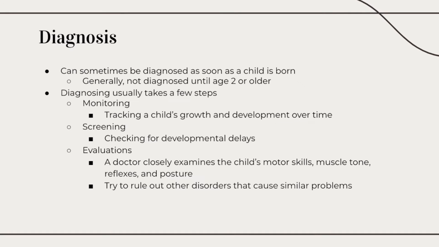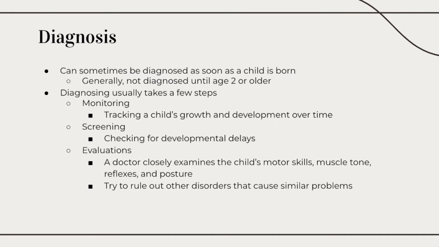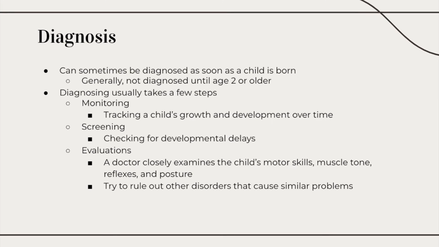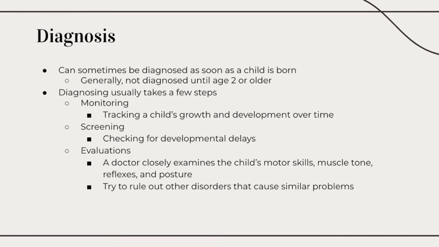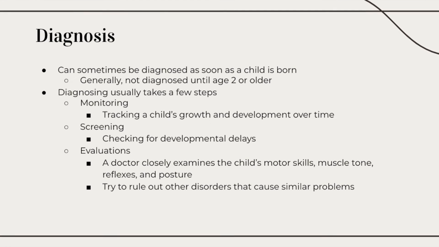When diagnosing a child with CP, it sometimes can happen as soon as they are born, but generally they do not actually get diagnosed until they're about the age of 2 or older. And that's why it's so important to just keep an eye and make sure that they're developing as they should at an early age. Getting a diagnosis is very difficult because a lot of the symptoms are very similar to a lot of other disorders. So when doing diagnosis, it does take a few steps.